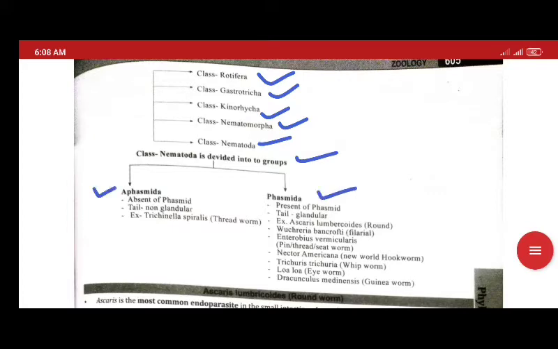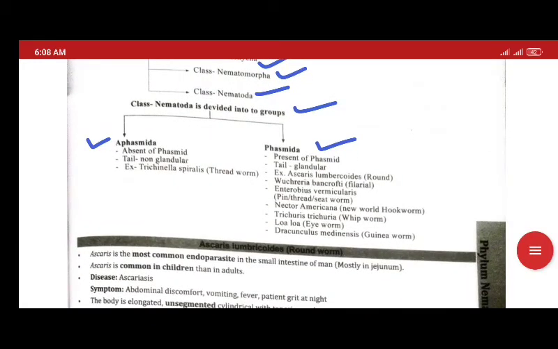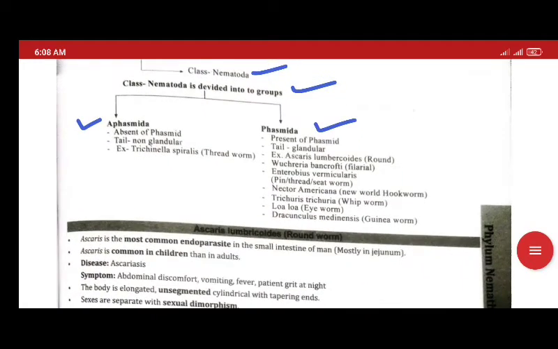The classes are Rotifera, Gastrotricha, Kinorhyncha, Nematomorpha and Nematoda. Nematoda has 2 groups and is the most important. Nematoda has aphasmida and phasmida. Aphasmida means the mouth is sensory and the tail is non-glandular and non-sensory.